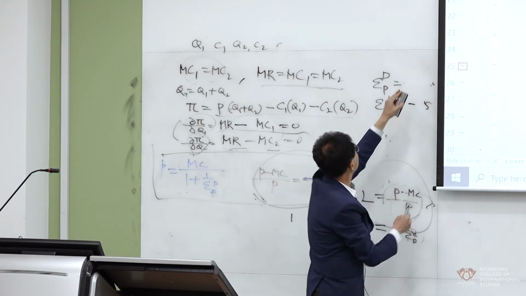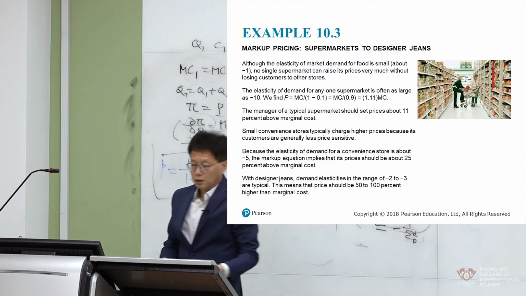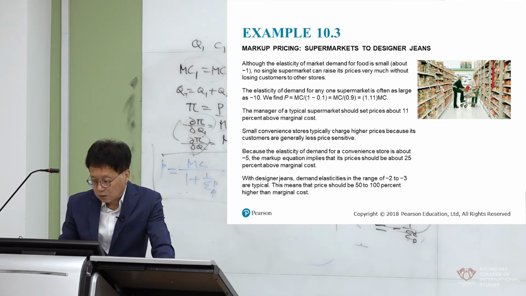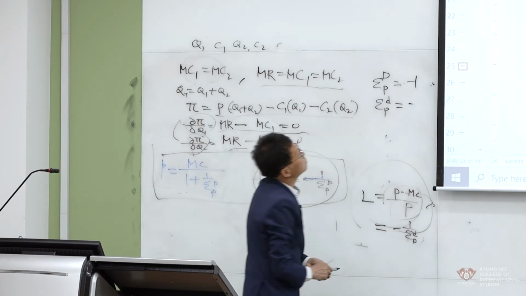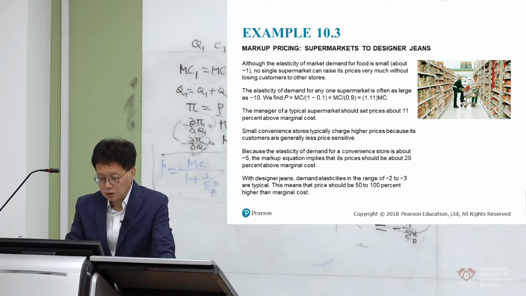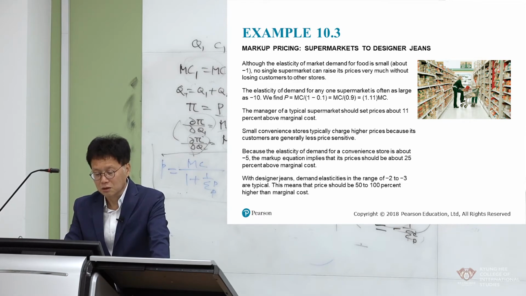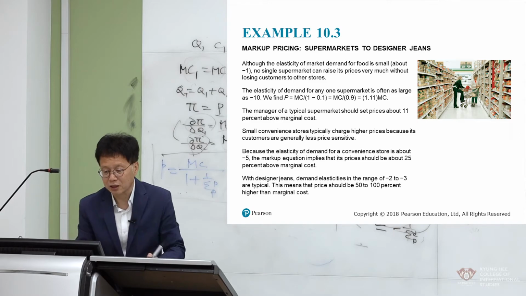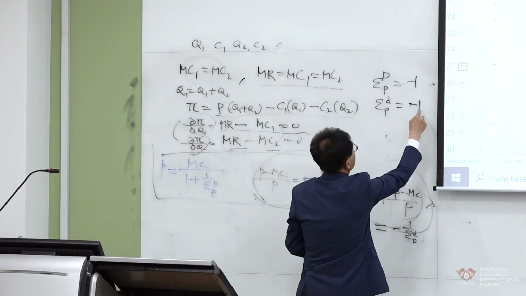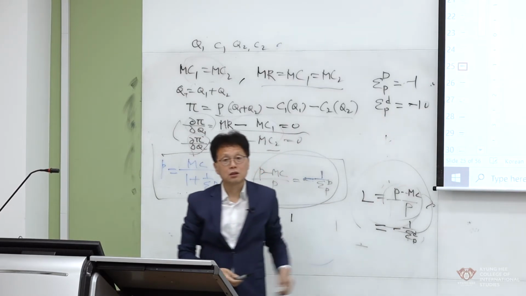This one is very small, right? For example, about -1 in example 10.3. No single supermarket can raise its price very much without losing customers to other stores. In other words, price elasticity of demand is different. The elasticity of demand for any one supermarket is often as large as -10. That is -10, quite large, right?